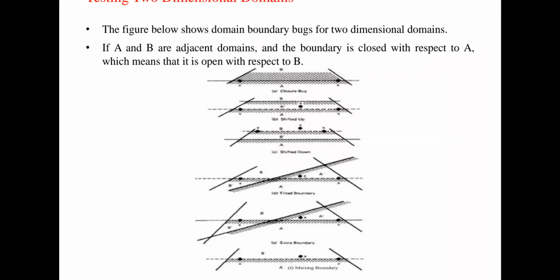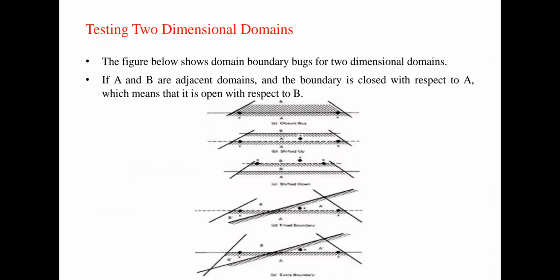Okay, now we will see the two-dimensional case, the bugs that will arise there. The same as what you have seen in one dimension: the shifting bug, the missing boundary, the tilted boundary, these also come in two-dimensional testing. But in two-dimensional testing, it is represented in a two-domain format. In one dimension there is only one domain, so one single line. Here we will have two domains, A and B. So the domains will be in the two representation format.